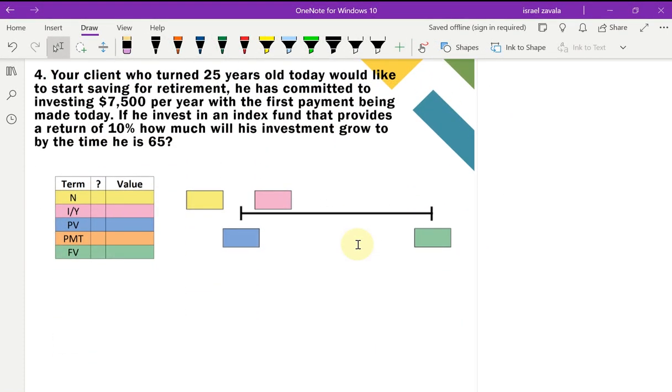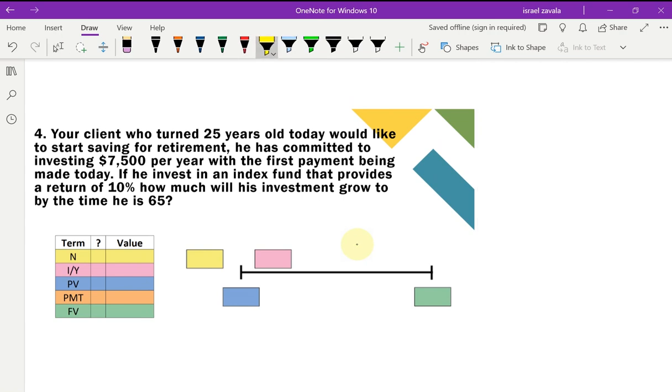All right, so they're going to start to get a little bit more difficult. These next few problems are a little involved, but I think you'll get a lot out of them because this is what the problems will look like in the exam for me if you're my student, right? Okay, so your client who turned 25 years old today would like to start saving for retirement. So let's start highlighting. He has committed to investing $7,500 per year with the first payment being made today. That's what tells me it's an annuity due. Calculator needs to be in begin mode.